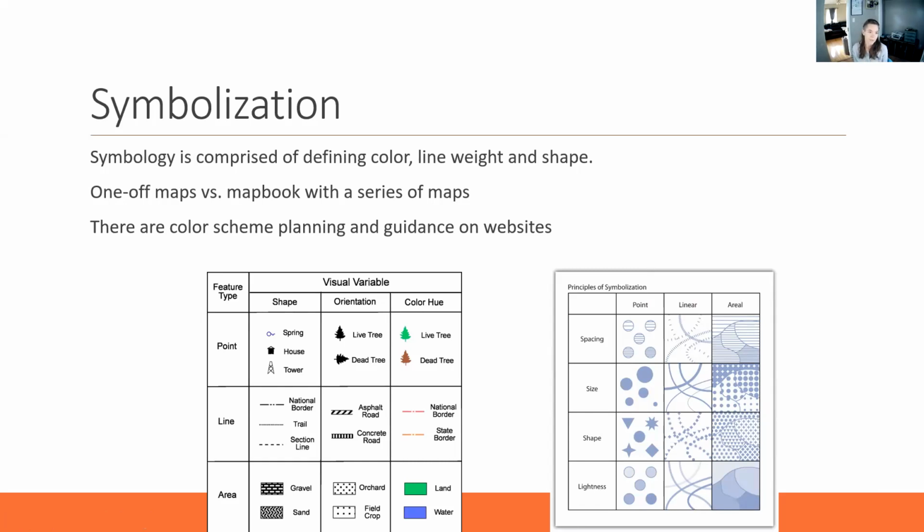And there's plenty of color scheme planning and guidance on websites that I've tapped into, and I can send links to that if people are curious about what colors complement each other, or if you're trying to be colorblind conscious, how to make sure that those individuals are able to read the map too, and it's not just all gray to them, but things pop out a little bit better.